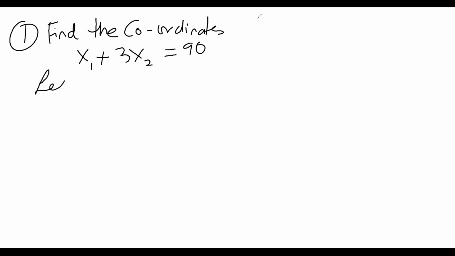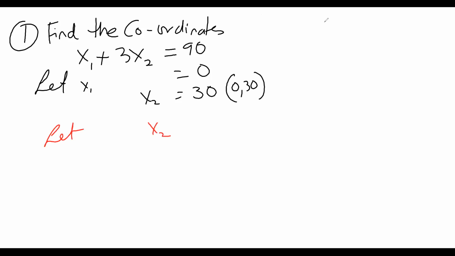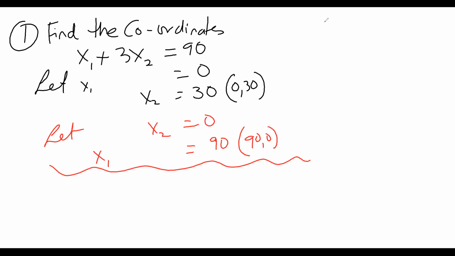So you say let x1 equal 0, therefore x2 equals 30. And so your first coordinate there is 0, 30. You only have 1 point. You need another point. So what do you say? You say now, let x2 be 0. And so x1 now equals 90. So your second point is 90, 0. You finish with that, find the coordinates, and you go on to the next one. If somebody's not following, say to me that you're not following.